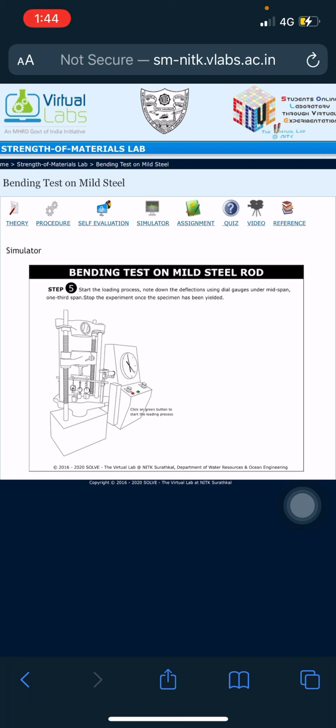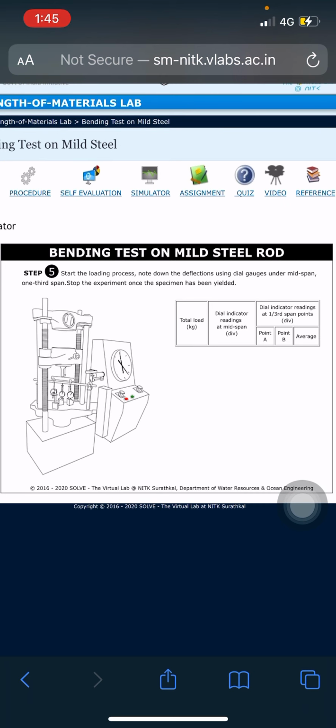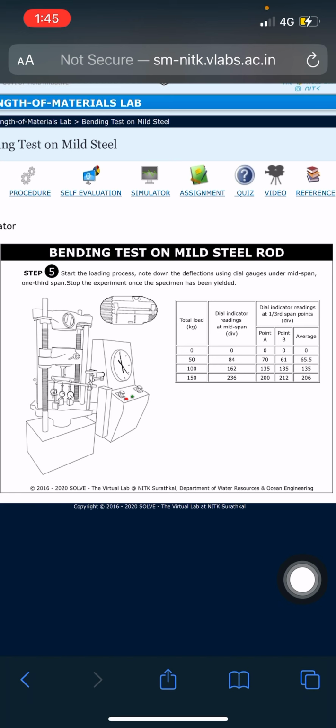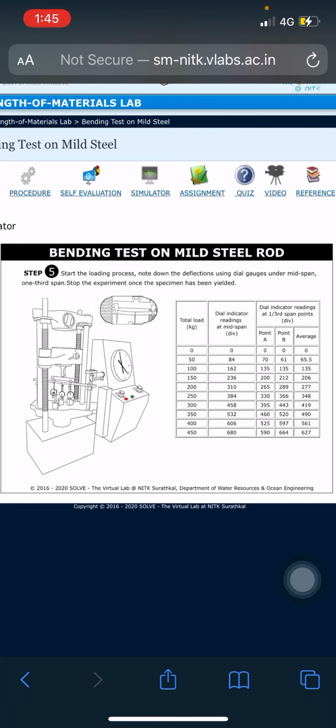Step 5. Start the loading process. Note down the deflection using the dial gauge under mid-span and 1/3 span. Stop the experiment once the specimen has yielded. Click on the green button to start the loading process. Click on the red button to stop the loading process.